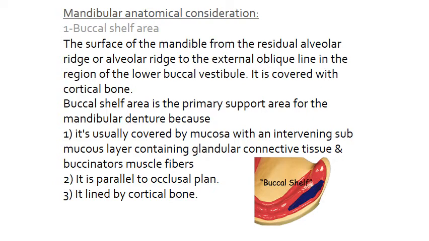Mandibular anatomic considerations. The buccal shelf area is found on the external surface of the mandible from the residual alveolar ridge, and this picture is the buccal shelf area, which is bounded anteriorly by the buccal frenum, posteriorly by the retromolar pad area, medially by the crest of the ridge, laterally by the external oblique ridge, and the type of mucosa. This buccal shelf area is considered a primary stress bearing area.